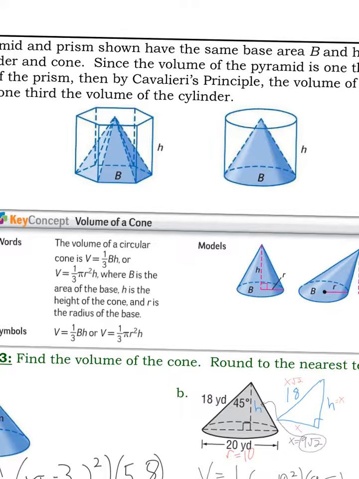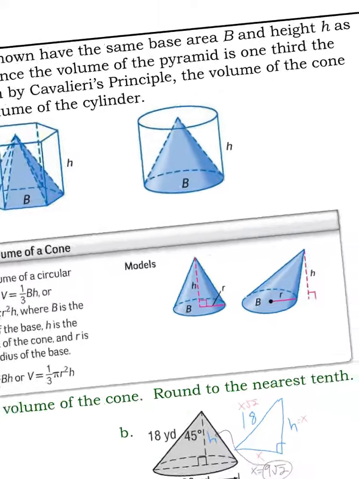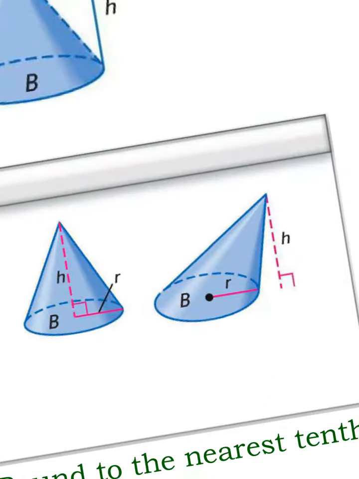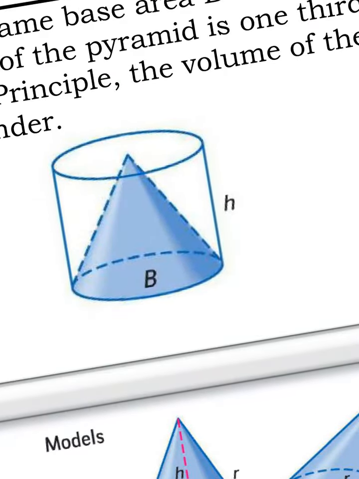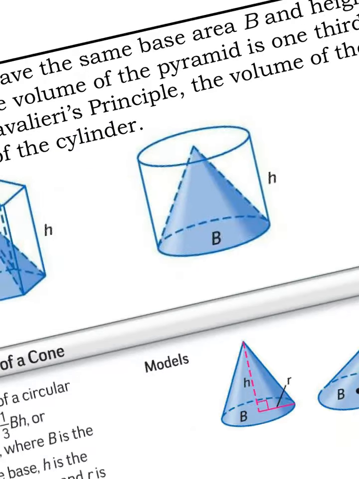So the volume of a cone, it's the same formula, 1/3 big B little h. And it's the same principle. If you were to drop a cone inside a cylinder, well, you'd have these 2 oblong looking cones. You'd have room for two cones to fit inside this cylinder. So therefore, 1 cone takes up 1/3 of the volume of a cylinder.